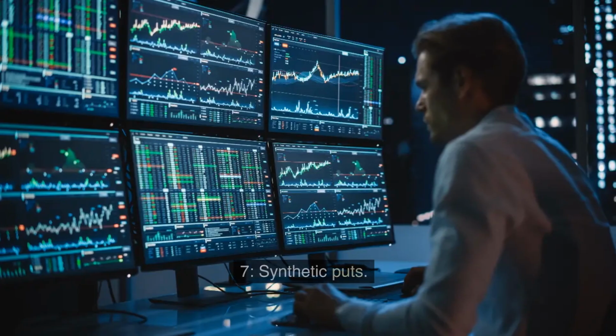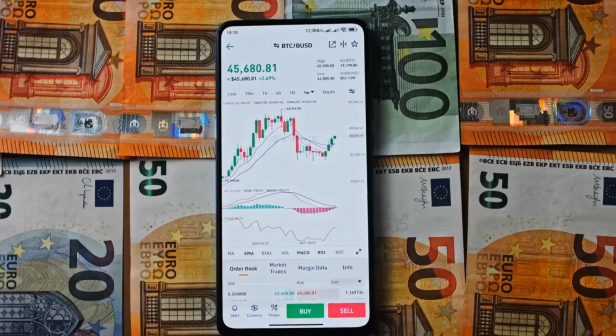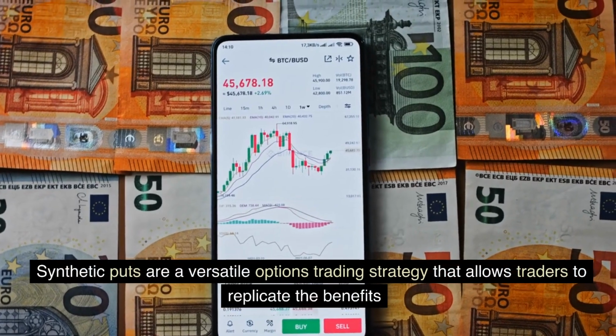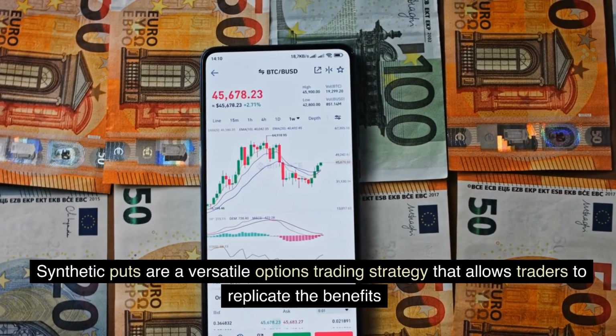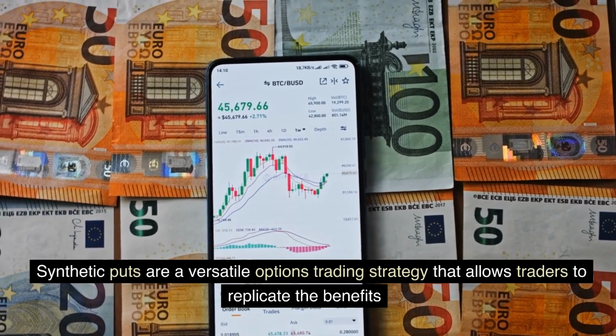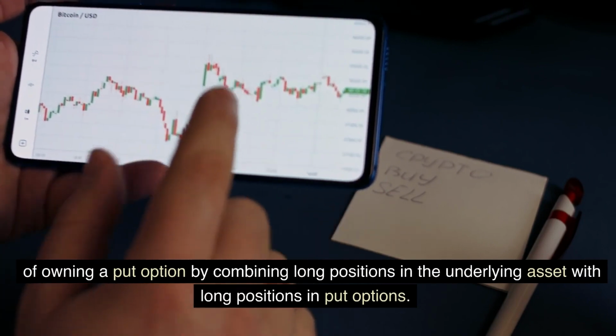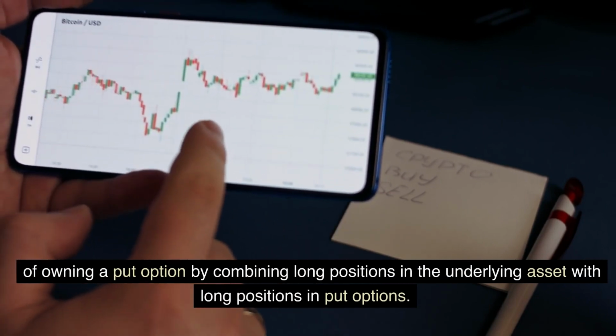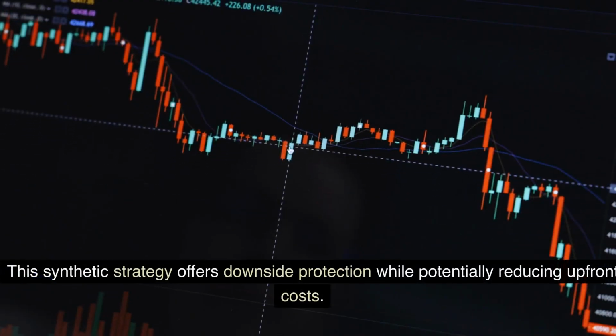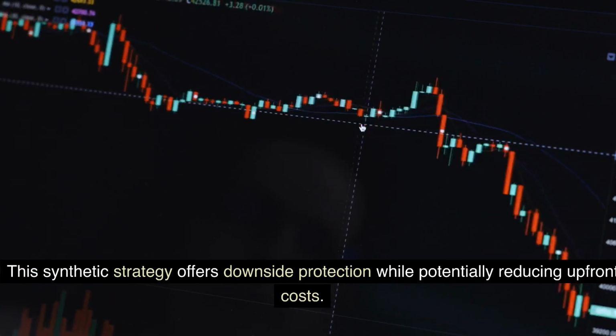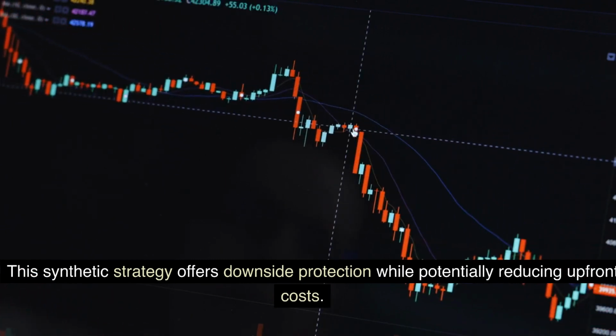7. Synthetic puts. Synthetic puts are a versatile options trading strategy that allows traders to replicate the benefits of owning a put option by combining long positions in the underlying asset with long positions in put options. This synthetic strategy offers downside protection while potentially reducing upfront costs.